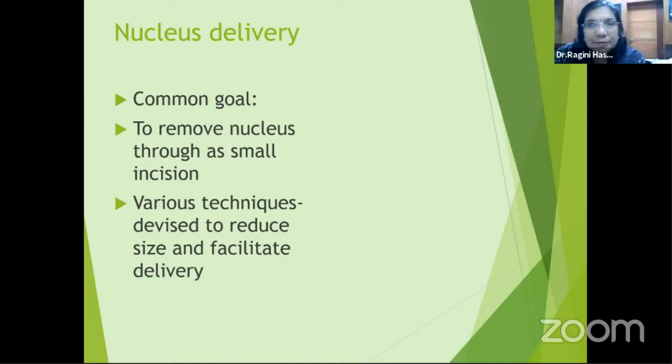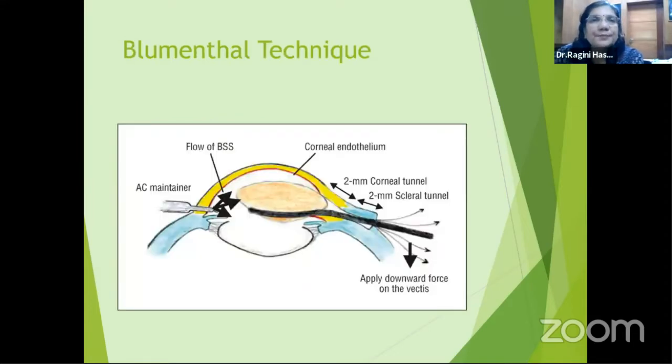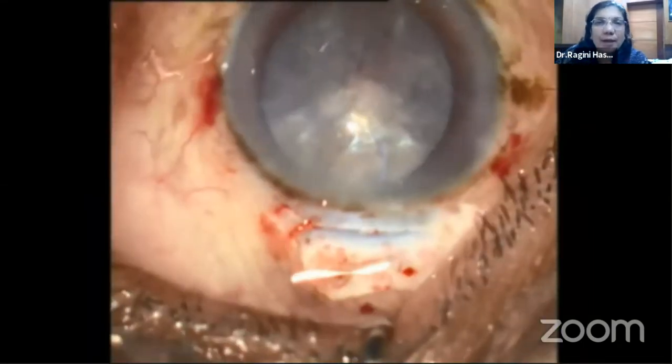Various techniques are devised to reduce the size and facilitate delivery. As we have seen in a few videos, the Blumenthal technique, the visco-expression technique, phaco-minification, use of a snare, use of a my-loop, phaco-sandwich, wire-vectis. So many things are in vogue. So we have been seeing videos of the Blumenthal technique, where the black is a glide, and as the name suggests, it is used to glide the nucleus out.